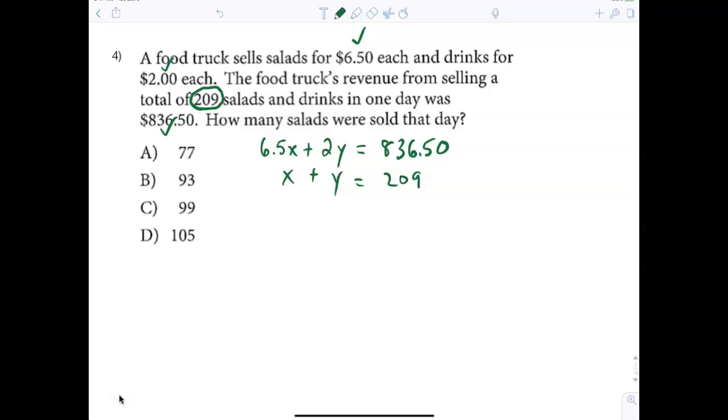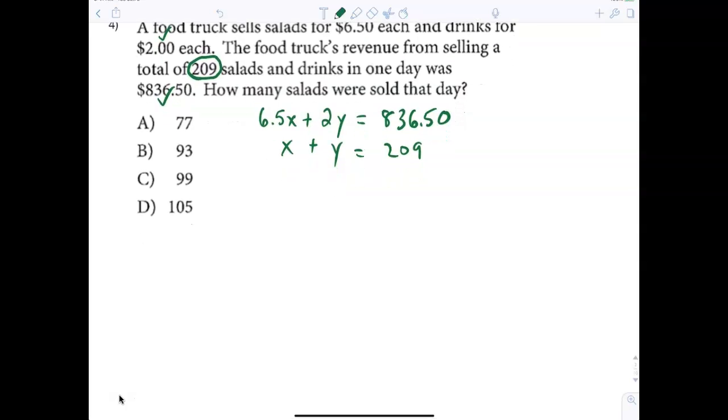Okay. Now it says how many salads. So I need to eliminate the what? I need to eliminate the y's. Very good. So what do I multiply by to eliminate the y? So multiply that by -2.